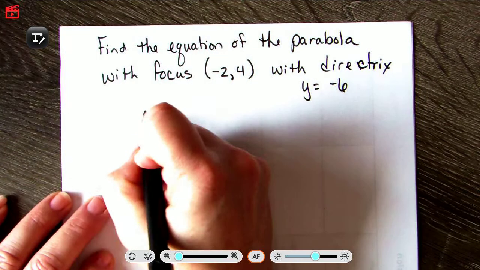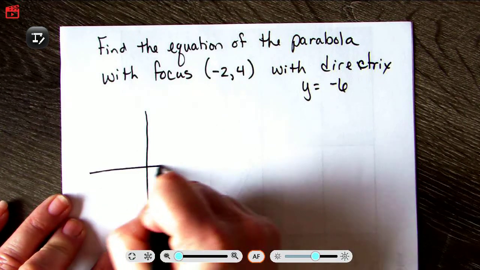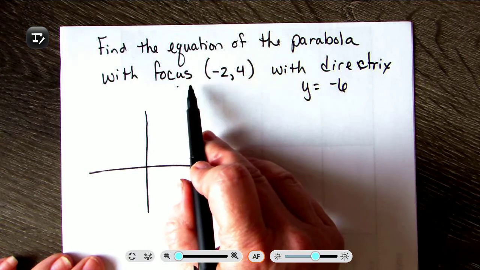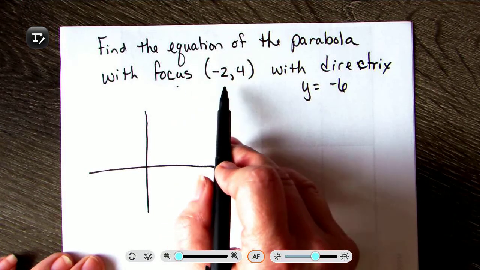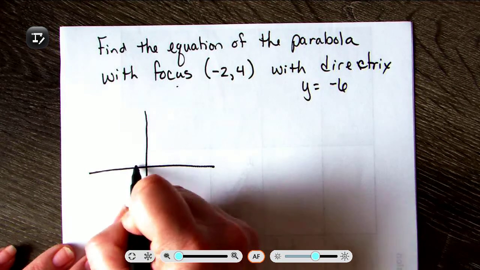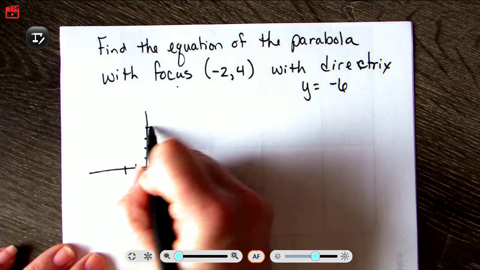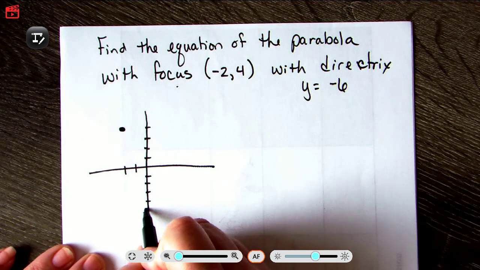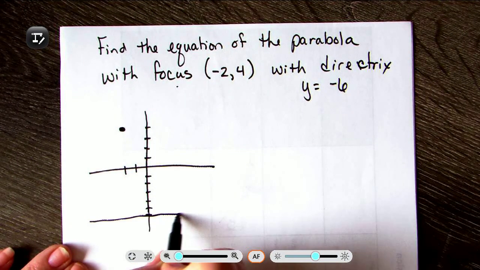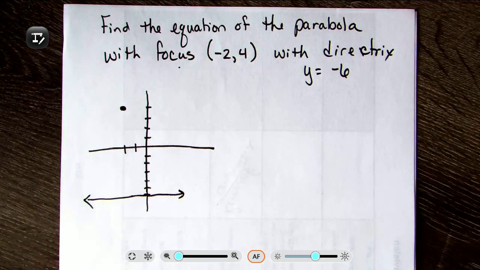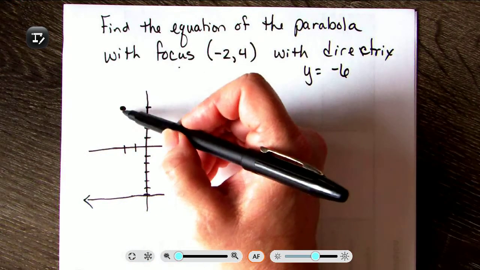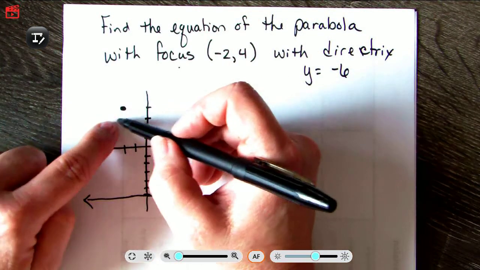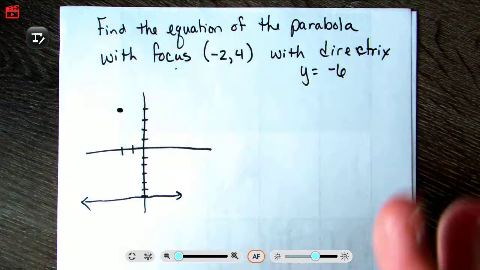Again, I like to draw pictures to help me. Notice it's the focus, it's not the vertex. So the focus is at (-2, 4), 1, 2, 3, 4, so here. And y equals -6, 1, 2, 3, 4, 5, 6. That is a line that goes like this. Now I know this is going to be one that opens upwards, because it always wraps itself around the focus and away from that line.